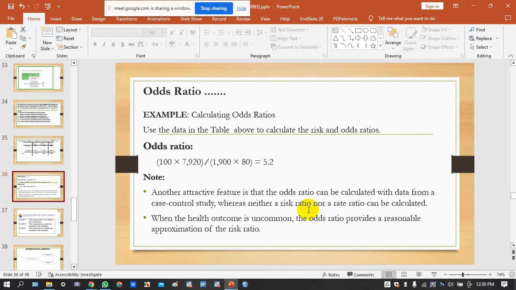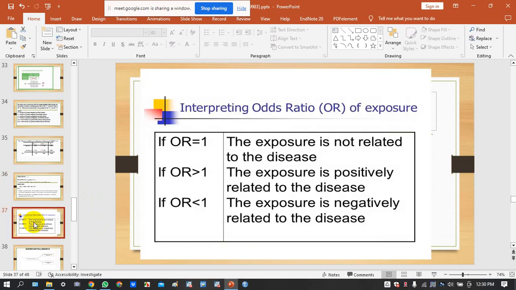When the health outcome is uncommon, the odds ratio provides a reasonable approximation of the risk ratio. So the odds ratio is very important, especially if you have a rare condition, a condition that is not common. So over here, this is the interpretation, the meaning of the odds ratio. Odds ratio equal to 1 means that between the cases and the controls there is no statistically significant difference.